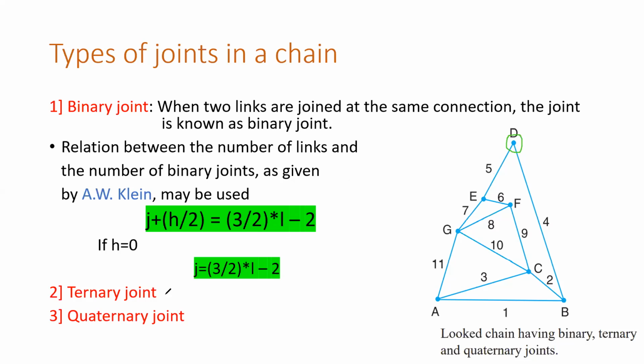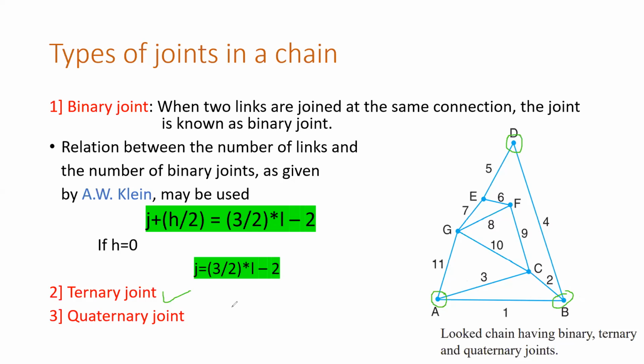Now, what is a ternary joint? At a ternary connection, three links are connected at the same point. If you look for a ternary joint here, at point A, three links, link 1, link 3, and link 11, are connected. So I will say that it is a ternary joint. Point B is also a ternary joint, where links 1, 2, and 4 are connected.